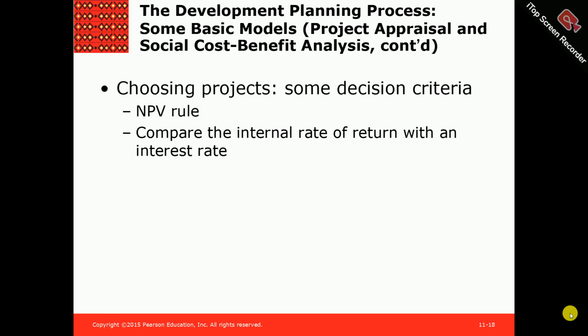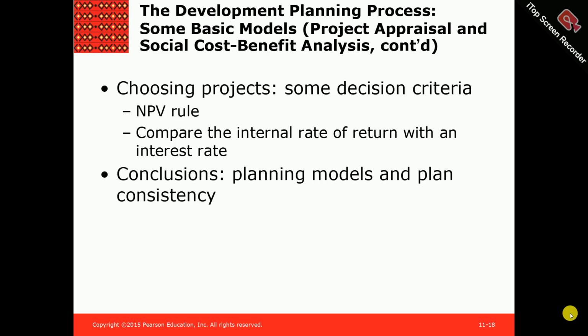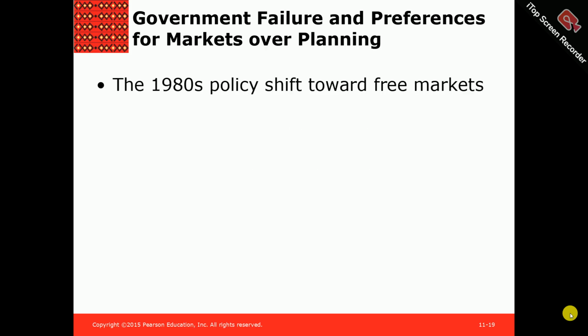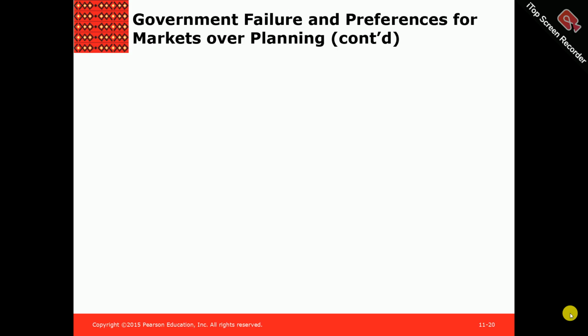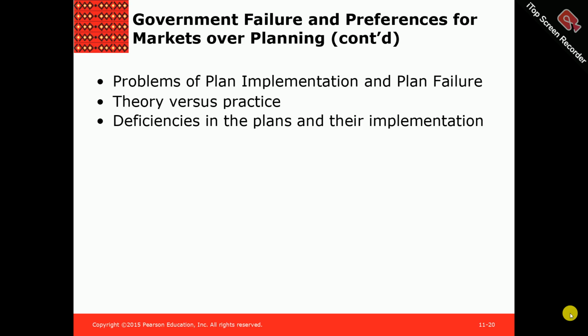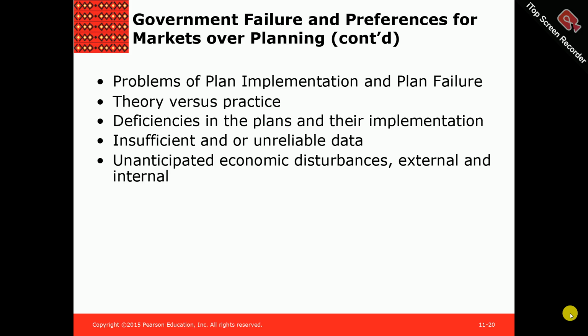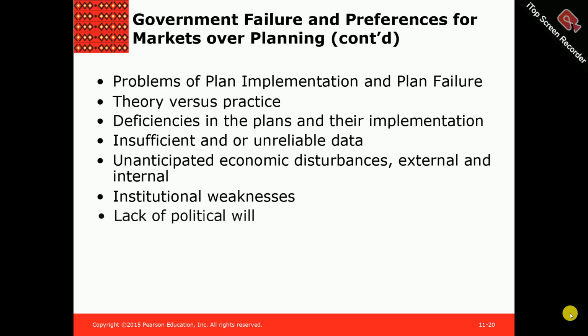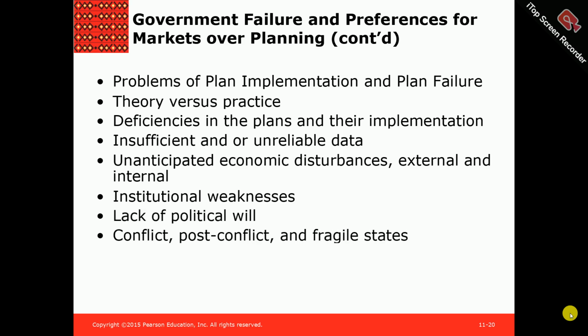Choosing projects, some decision criteria are the net present value rule, and comparing the internal rate of return with an interest rate, and then conclusions. Planning models and consistency. The 1980s policy shift toward free markets. Problems of plan implementation and plan failure, theory versus practice, deficiencies in the plans and their implementation, insufficient and unreliable data, unanticipated economic disturbances, external and internal, institutional weaknesses, lack of political will, conflict, post-conflict and fragile states.